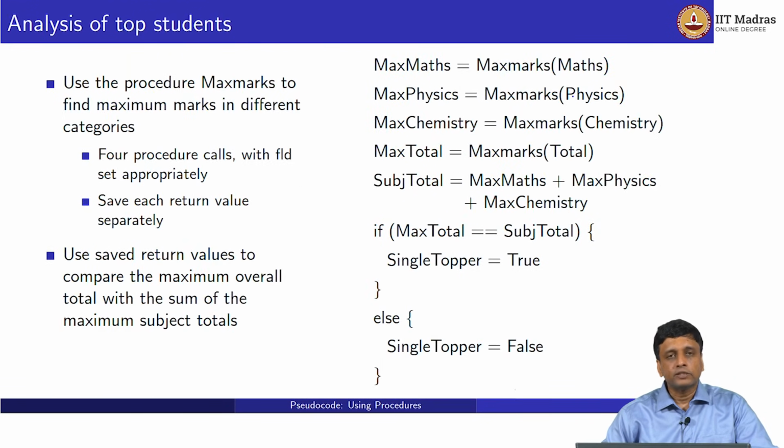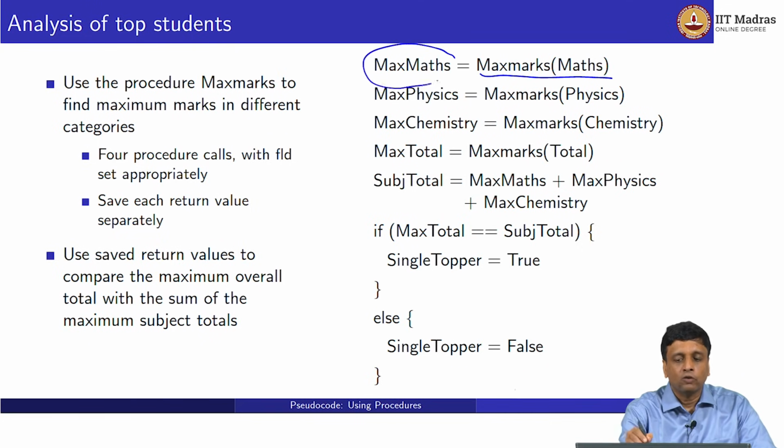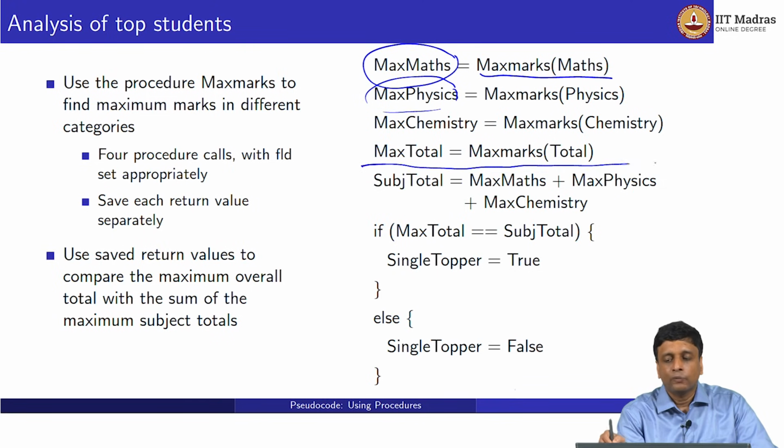So, now how do we use this in our actual computation? Well, we wanted to compute the total marks maximum and also the maximum for each of the subjects. So, we would call max marks 4 times, once each with maths, physics and chemistry, and once with the total. But now we have to remember the value. So, what we do is we call the max marks procedure with a parameter and then we store the result in a local variable to remember it. We can store the max maths marks in one variable, the max physics marks in another variable and so on. At the end of this we have done 4 calls to this procedure and we have 4 maximum marks in 4 different categories, and now we can apply the criterion we want to check.